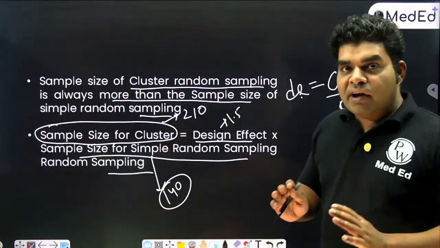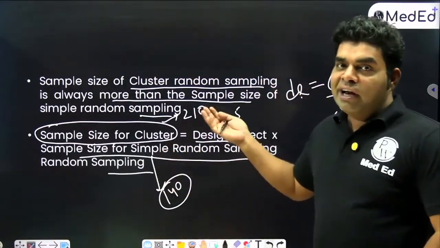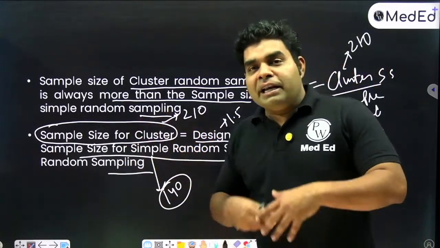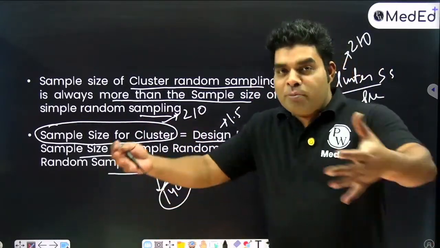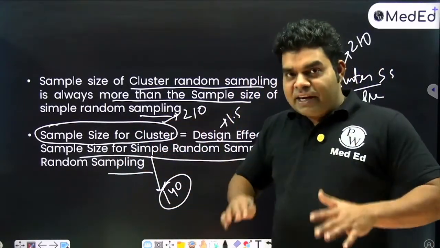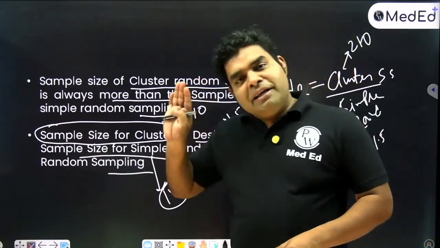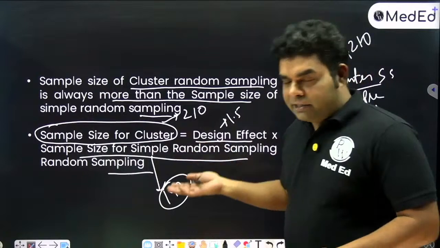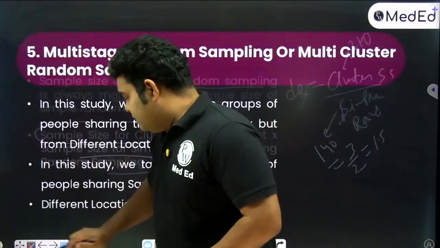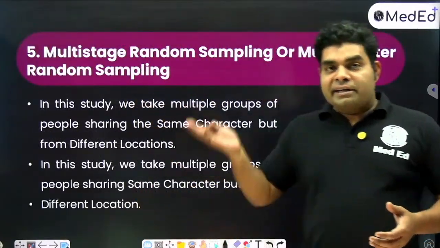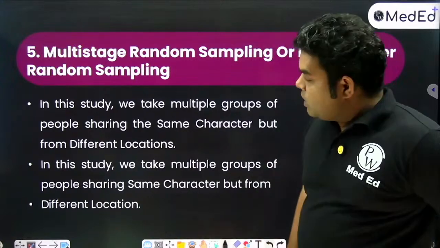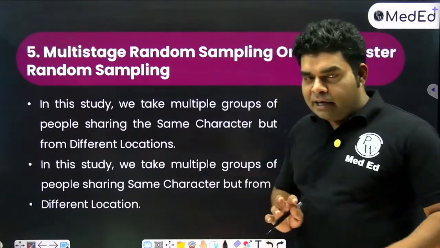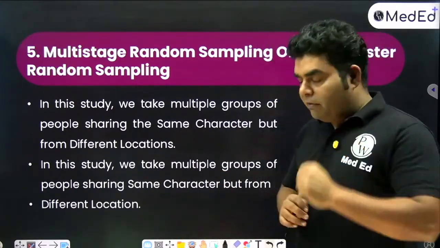Design effect is never less than 1. It is always more than 1, because in cluster random sampling we need to take more people since they have less variation, and in simple random sampling fewer people are needed because they have more variation. So always remember, cluster random sampling has a greater sample size than simple random sampling. Chalo, so I think this part is clear. Cluster random sampling, 4 types of sampling we have done. We will revise them also.